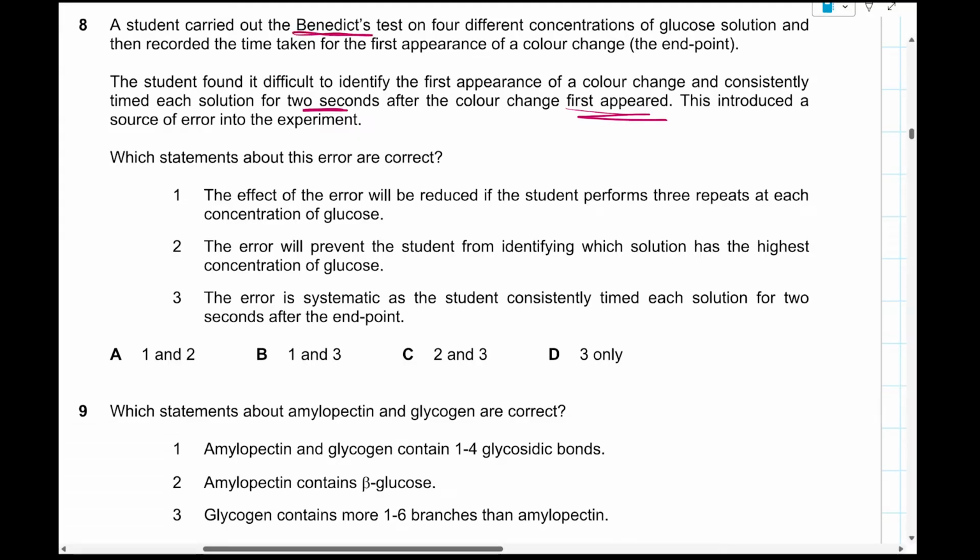Now, first of all, Benedict's test is a semi-quantitative test used to test for the presence of reducing sugars in a solution. With semi-quantitative, this means that the rate of color change and the color change itself could approximately determine the reducing sugar concentration in the solution. Now, the type of error here is called a systematic error.